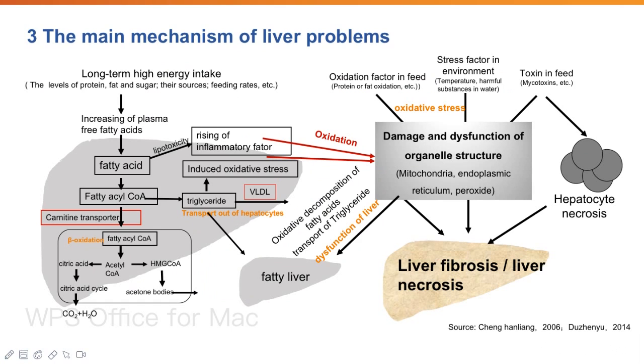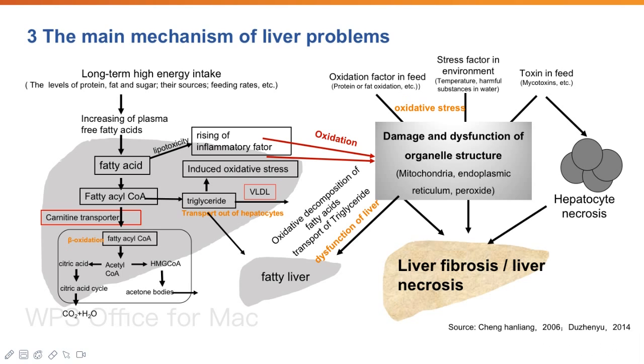So, how to solve the liver problems during the farming process? First, we need to analyze the main mechanism of liver problems. There are many influence factors that cause liver problems. Here, we divided them into nutritional factors and non-nutritional factors. The problems caused by nutritional factors are fatty liver problems. Let's see the mechanism on the left.